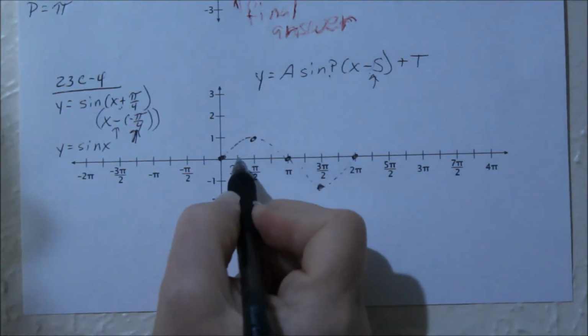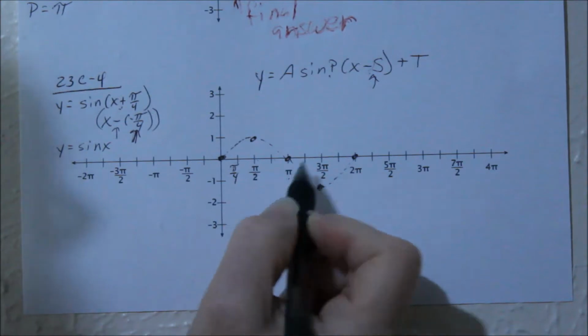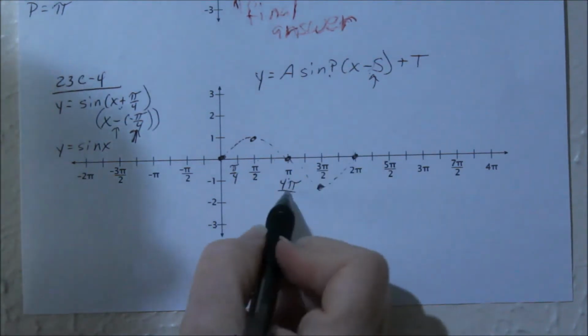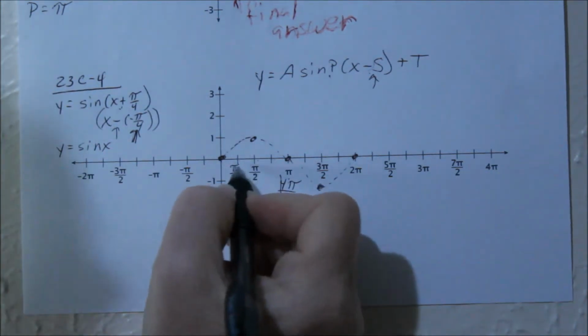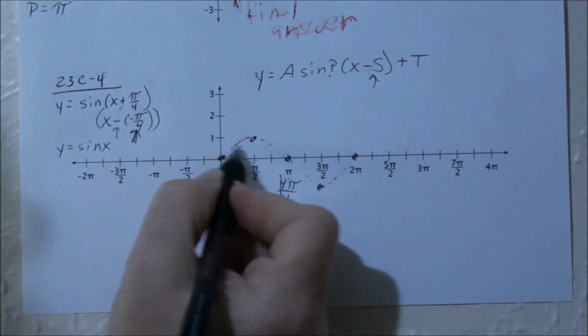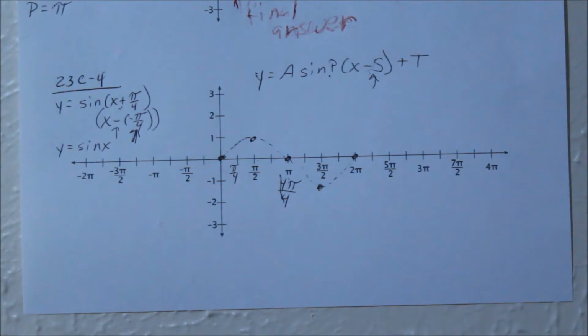If I counted 1, 2, 3, 4, this would be 4 pi over 4, which is pi. Those 4's cancel, leaves you pi. So every tick mark is pi over 4. So basically what I'm saying is you want to move this whole graph to the left one tick mark. If you can just get used to the tick marks, then you can just count tick marks, okay?